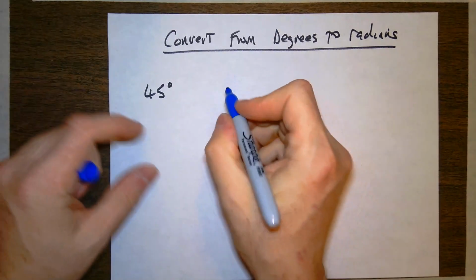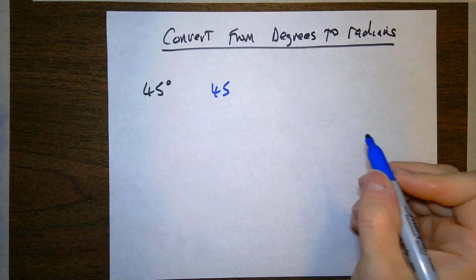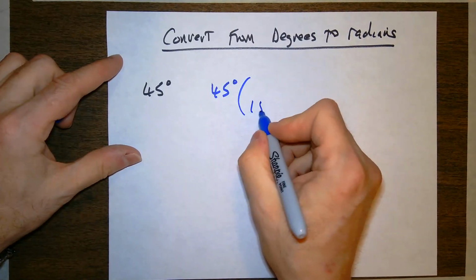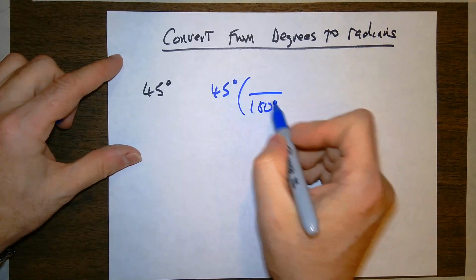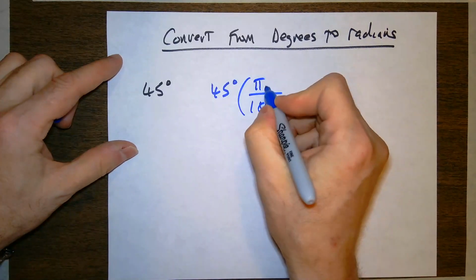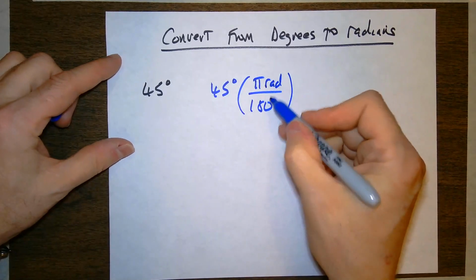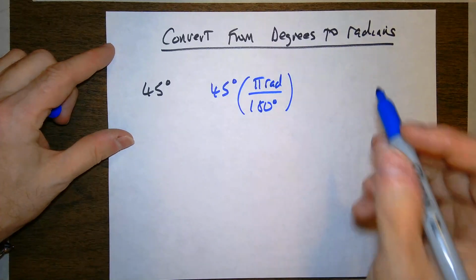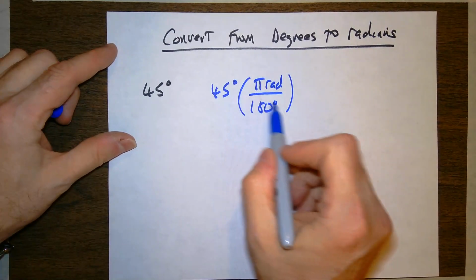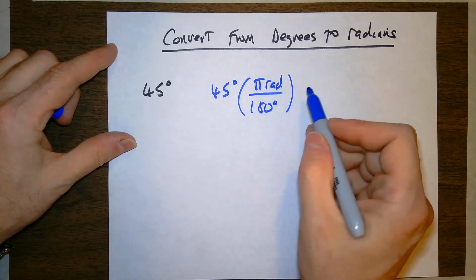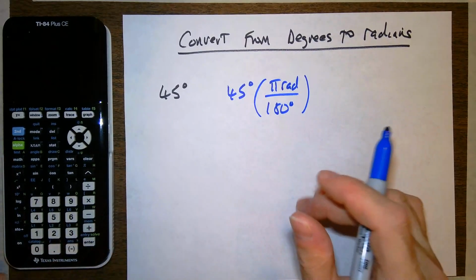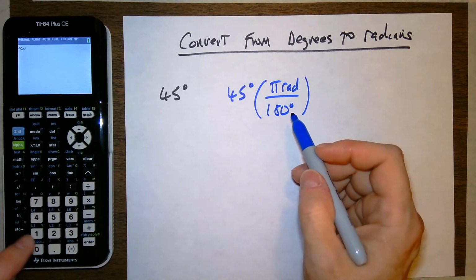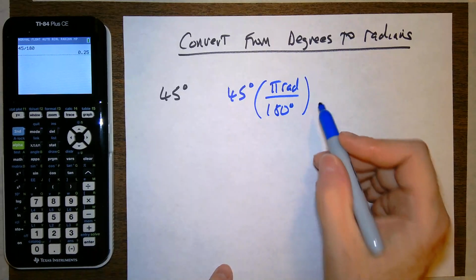So 45 degrees, we're going to multiply by that conversion factor that we looked at. Now the conversion factor is I want to have the 180 degrees in the denominator so that degrees will cancel, and I'm going to have pi radians in the top. This is the unit conversion. Pi radians is the same thing as 180 degrees. This is 1. But as I multiply them together, the degrees cancel each other out, and I'm left with pi radians. Now as we divide this, 45 divided by 180, it gives me 0.25.